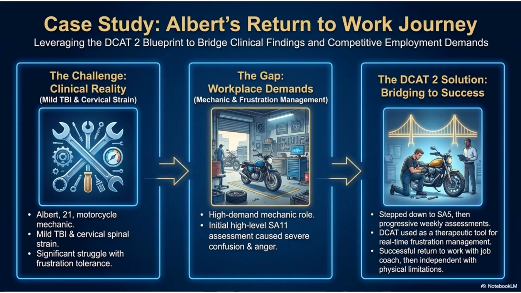The OT used the video to provide constructive feedback, helping Albert grow from what he initially judged to be a failure. In the next therapy session, the OT stepped down the DCAT demand to SA5, which Albert completed successfully. Through weekly progressive assessments at varying levels of demand, the DCAT served as a therapeutic tool to help Albert practice frustration management in real time.